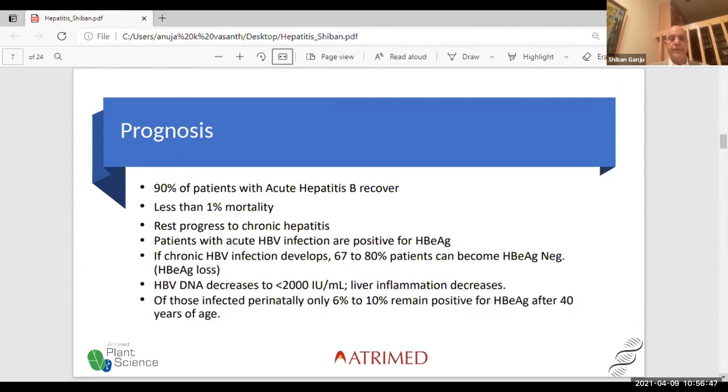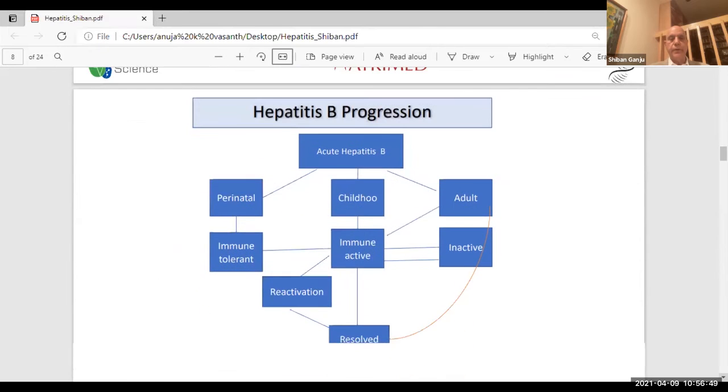Next slide, please. This is another way to look at it. If you have hepatitis B, depending on the age, you have perinatal, that's at birth. Through the normal delivery, the infant acquires hepatitis B from the vaginal fluids, or you can acquire it in childhood, or you can acquire it as an adult. Now, adults are the luckiest ones. They get infected and they recover, most of them resolve, 90%.